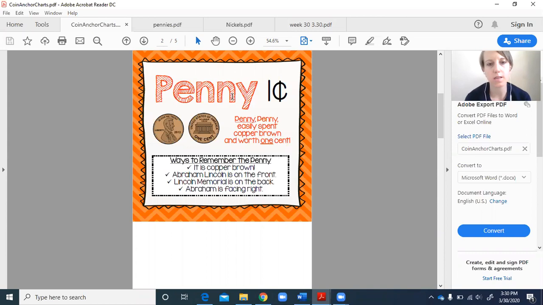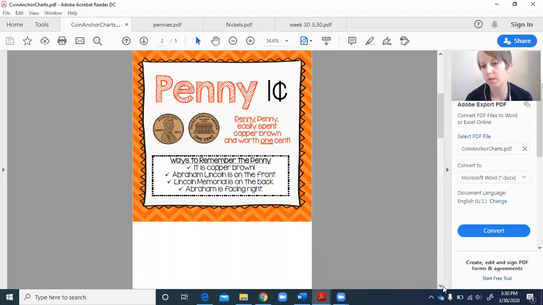Okay, so this chart tells us that a penny is worth 1 cent. And here's our fun little poem that you can say to remember the penny. Penny, penny, easily spent, copper brown and worth 1 cent. So here are some ways to remember the penny. It's copper brown, Abraham Lincoln's on the front of the penny, and the Lincoln Memorial is on the back. Remember, we learned about that in social studies a few weeks ago. And Abraham Lincoln's face is facing right, meaning that it's pointing in that direction.